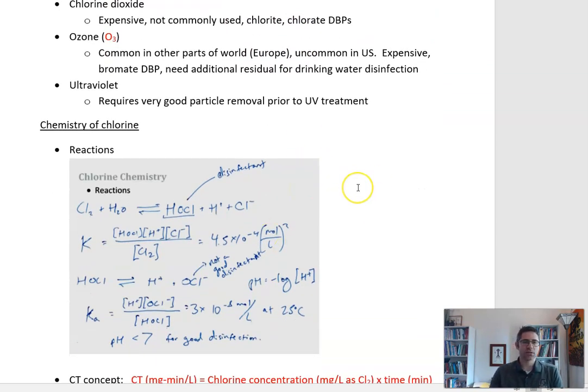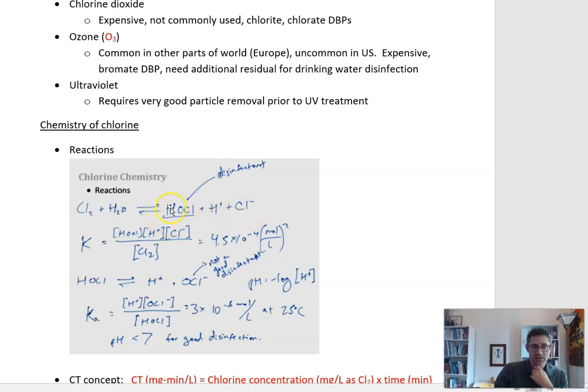All right, so what does the chemistry of the chlorine look like? I've just copied in the reactions here. You can pause it and write this down if you'd like. The basic reaction here is, I'm writing this as chlorine gas. So if you had chlorine gas, Cl2 combines with water to make HOCl plus H plus Cl minus.